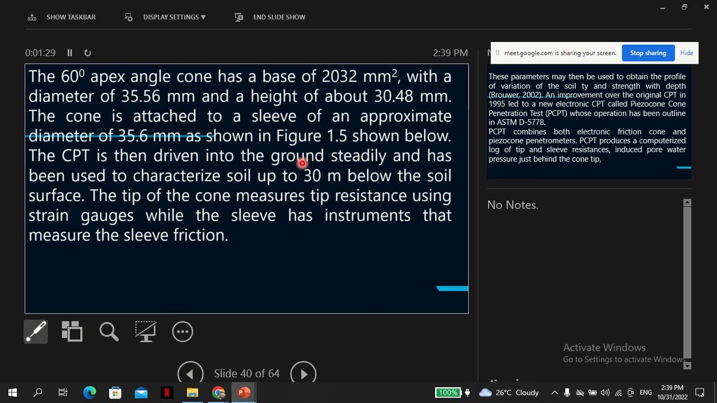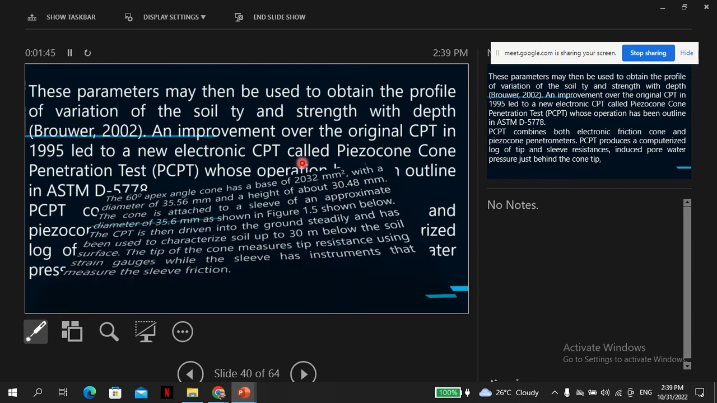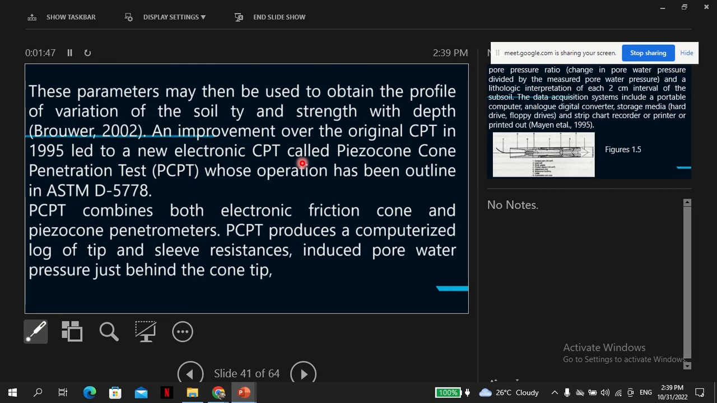The CPT is then driven to the ground steadily and has been used to characterize soil up to 30 meters below the soil surface. The tip of the cone measures tip resistance using strain gauges, while the sleeve has instruments that measure the sleeve friction. These parameters may be used to obtain the profile of variation of the soil type.